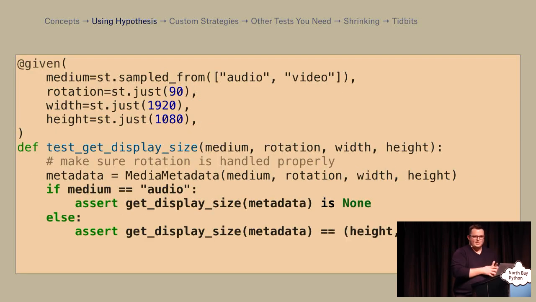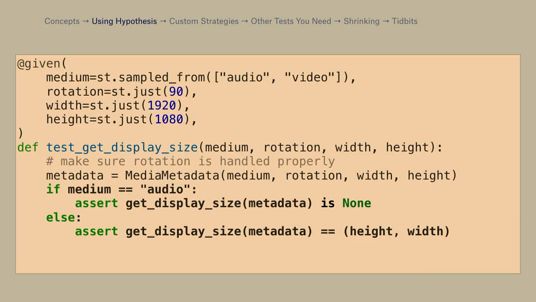So we can update the test to account for this. Now our test is actually proving more than it used to, because Hypothesis prompted us to do this. What we're saying is, if the medium is audio, we're claiming always and forever that the output should be None. Otherwise, we have the same assertion as we had before.